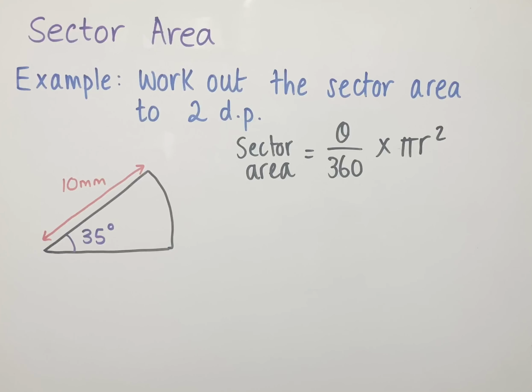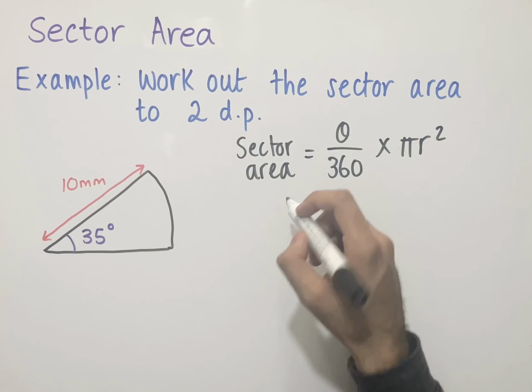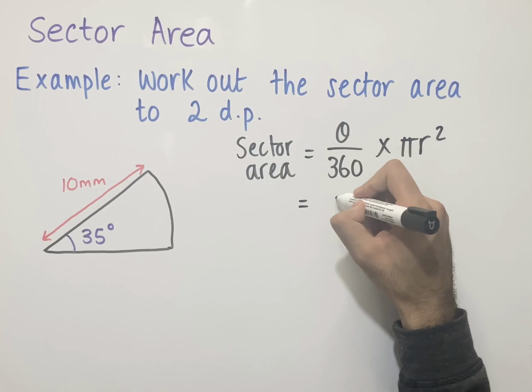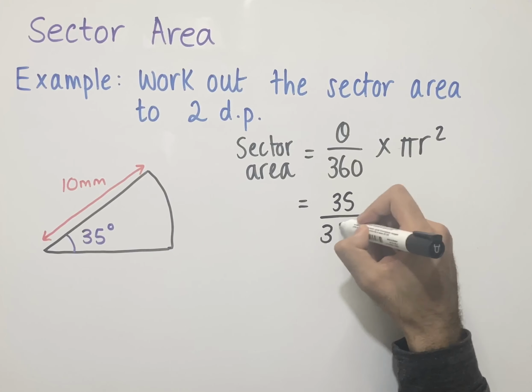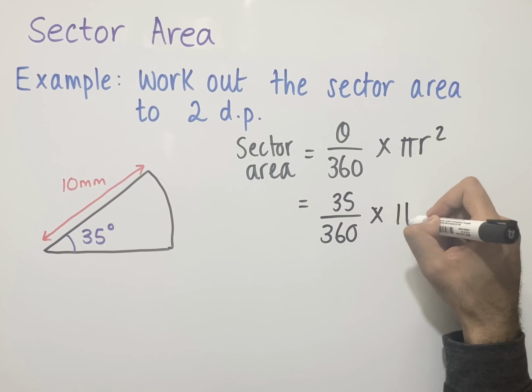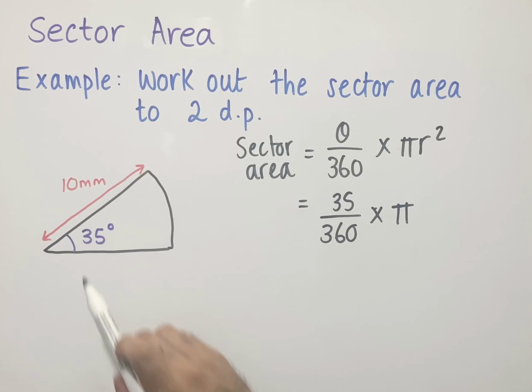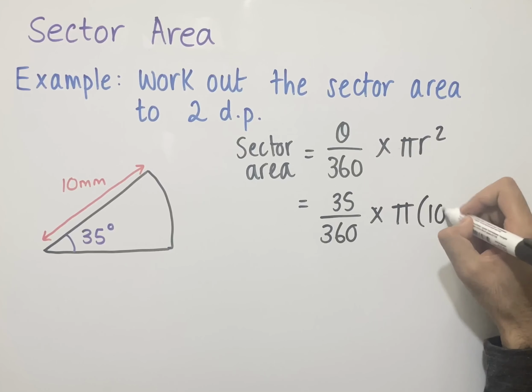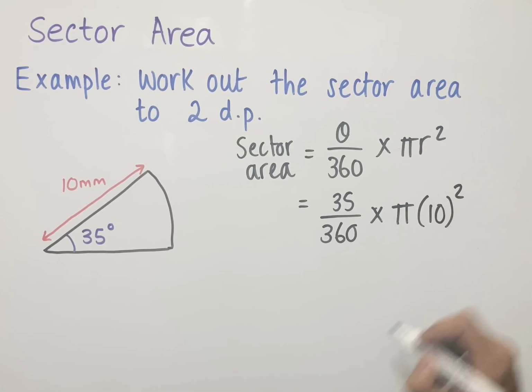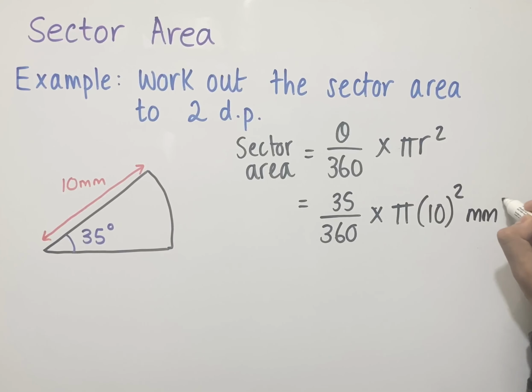So in this case, we first need to identify what theta and r is in our example. So theta in our case is 35 degrees, and r is the radius, which is 10 millimeters. So we have that the sector area is equal to 35 over 360 multiplied by pi multiplied by r squared. So r is 10 millimeters, and so we have 10 squared, and our units, since we've got r times r, 10 millimeters times 10 millimeters, we would have millimeters squared. Area always has squared units.